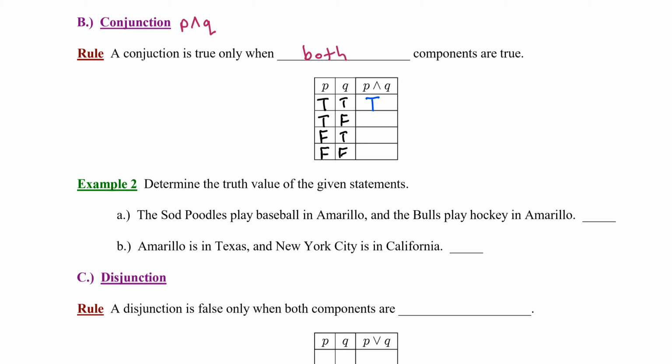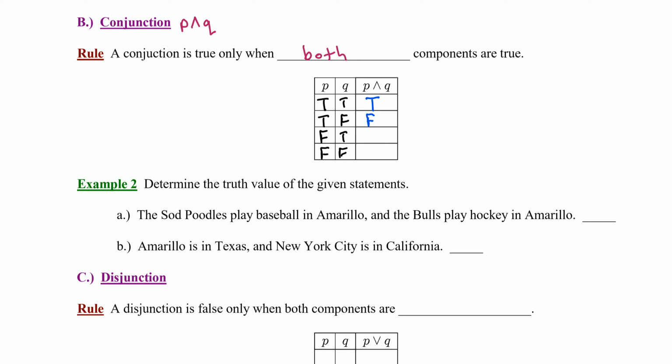The other 3 rows have a combination of truth values. Look at row 2. P is true, Q is false. Since both components are not true, then the conjunction P and Q is false. Now, if this seems a little bit abstract, hang in there, don't give up.